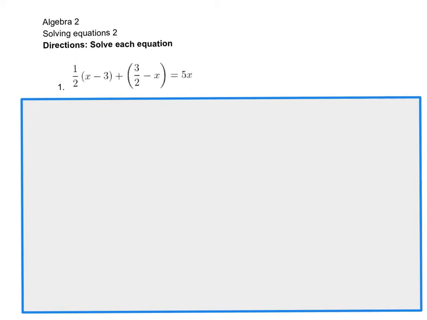And our methodology is first let's simplify each side. The right-hand side is already simplified. It's only a 5x, so we don't have to do anything there. On the left-hand side, we can do some distributing. We got a half times x, which we write as a half x, or 1x over 2. I like to put my x in the numerator, but you don't need to. You can put it off to the side. So you could have it written as 1 over 2x like this.